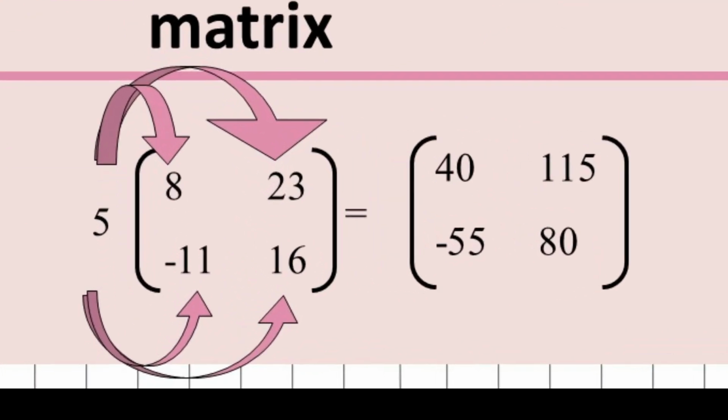So 5 multiplied to a square matrix which has elements of 8, 23, negative 11, and 16. So the product is, 5 multiplied to 8, the answer is 40. 5 multiplied to 23, the answer is 115. Then 5 multiplied to negative 11, so negative 55, and 5 multiplied to 16, that gives us 80. So that is the result of our matrix.